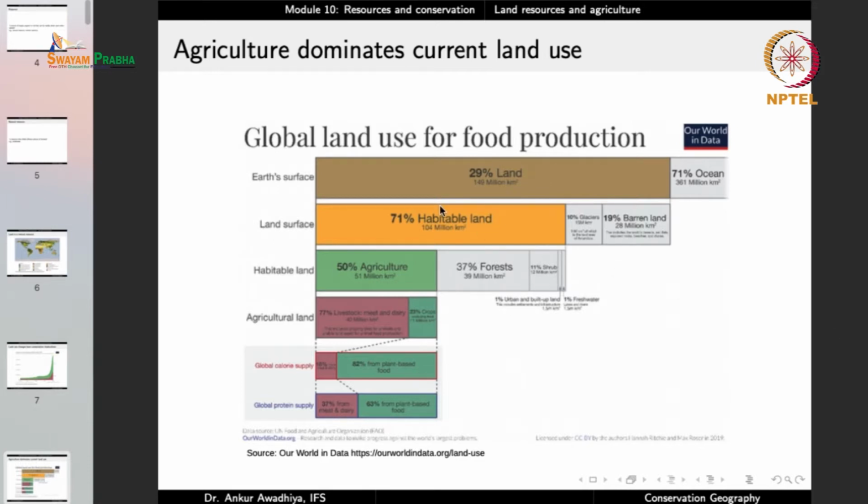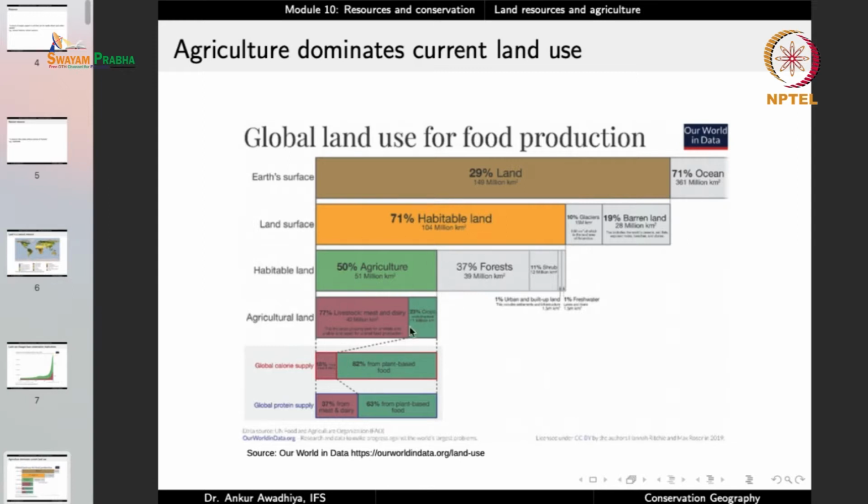And today, if we look at the land use pattern, we will find that agriculture dominates the current land use. If you look at the total Earth's surface, then 71% is oceans and only 29% is land, roughly 1/3. Now out of that 29%, 71% is habitable land, whereas the others comprise glaciers and barren lands. Out of this habitable land, as much as 50% is under agriculture. Only 37% is under forests and the rest is under scrub or other uses. So agriculture dominates the habitable land.